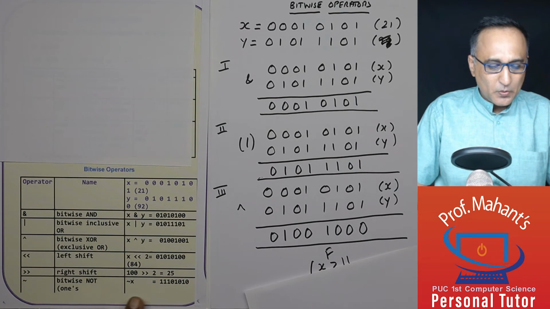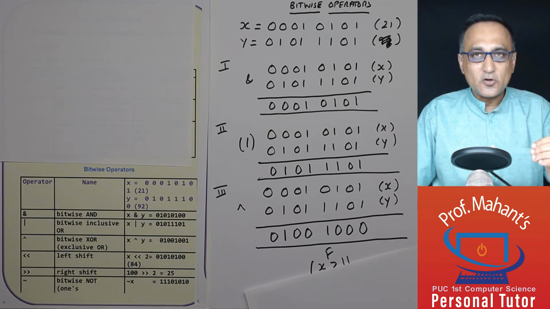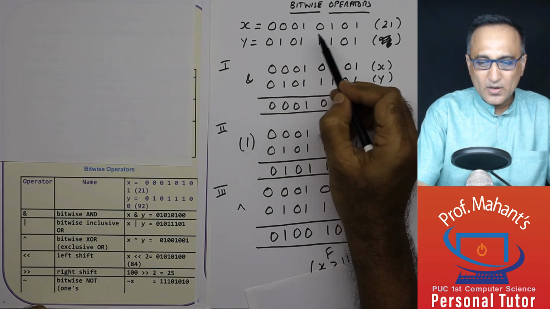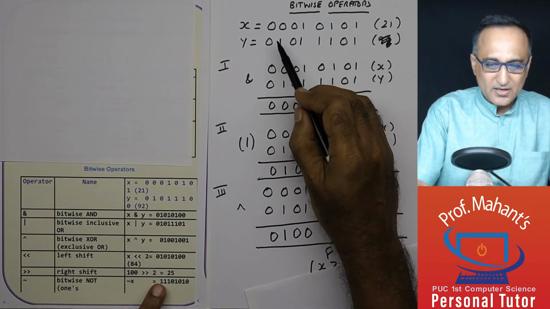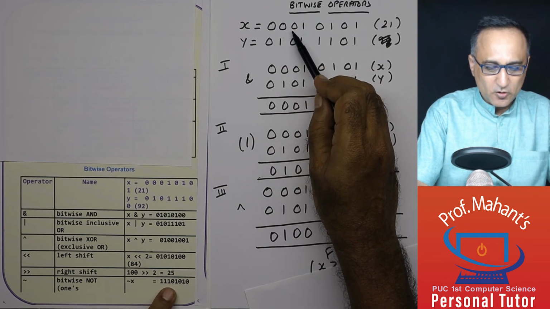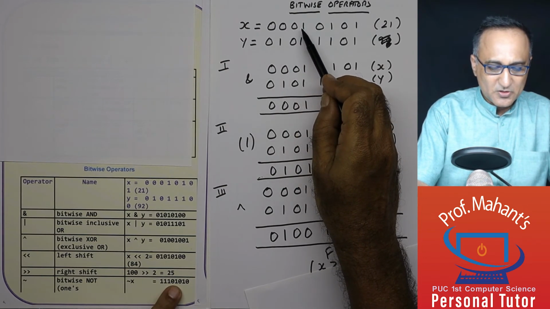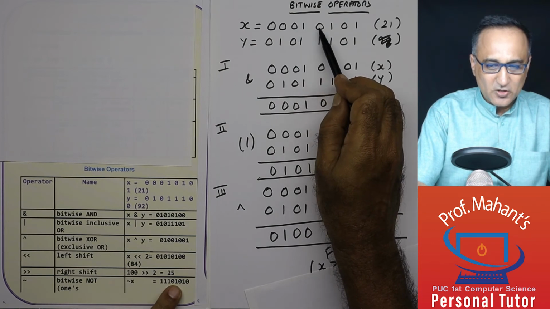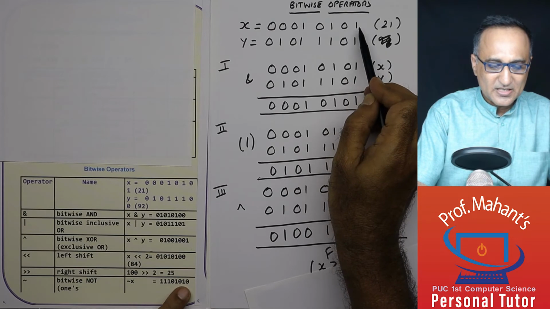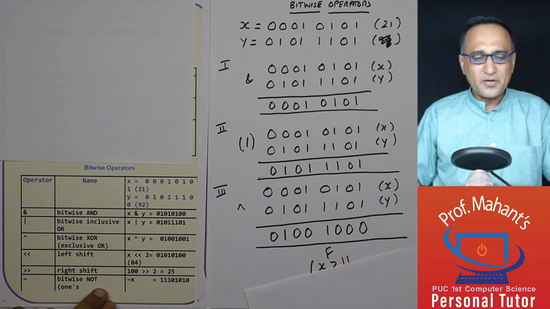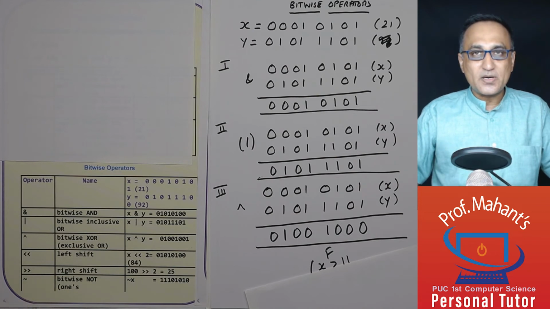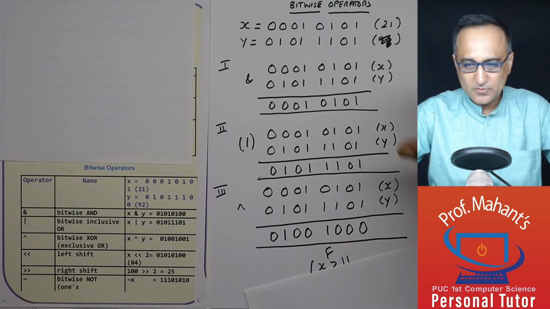Bitwise not. Bitwise not means ones become zeros and zeros become ones. So if you look at my X, it is 0001 0101. So here this 0 has become 1, this 0 has become 1, this 0 has become 1, this 1 has become 0. Okay, and the next 0 has become 1, 1 has become 0, 0 has become 1, and finally this is 0. So when you are doing bitwise not or bitwise complement, zeros become 1 and 1 becomes zeros.